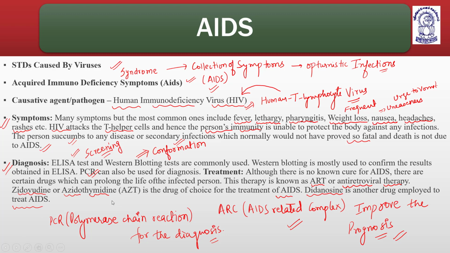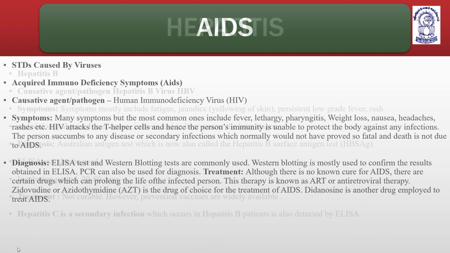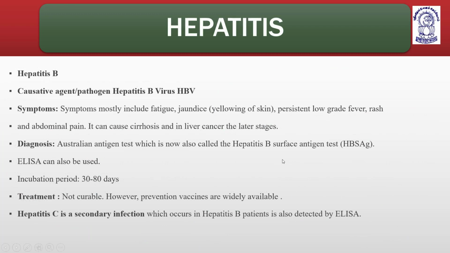Now coming to the next viral disease, hepatitis. Hepatitis is of 5 types: hepatitis A, B, C, D, and E. We are going to talk about hepatitis B. Hepatitis B is caused by hepatitis B virus, or HBV, the hepatitis B virus.